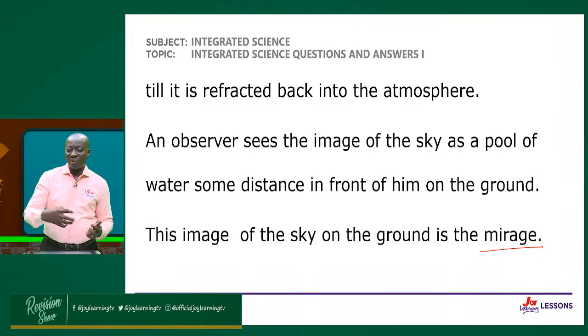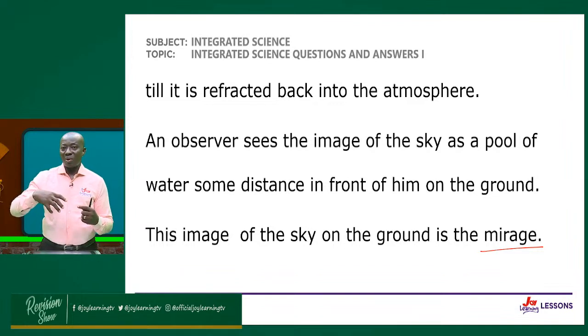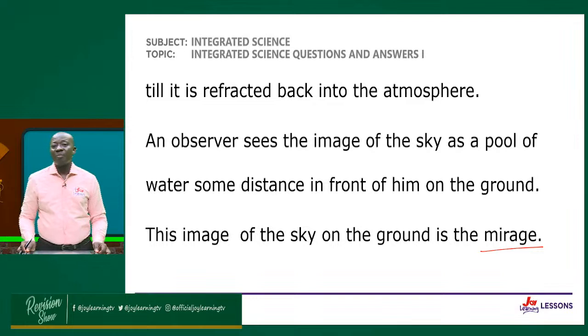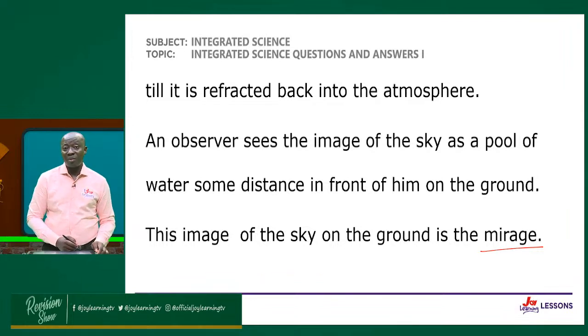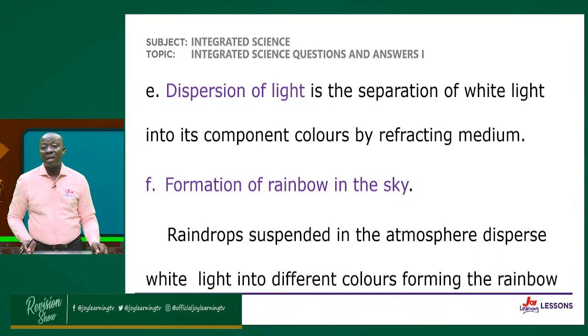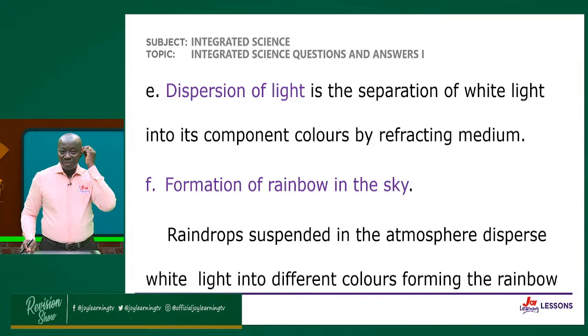So it focuses the clouds bearing water up there on the surface of that hot tarred road. So you may think that there's water there, and as you get there, there's nothing. That is what you call the mirage. So it's deceptive. Sometimes it even kills animals in the desert, where they think that there's water. They get closer and there's no water, and it kills them because they spend a lot of energy walking to get water and they are not getting it.